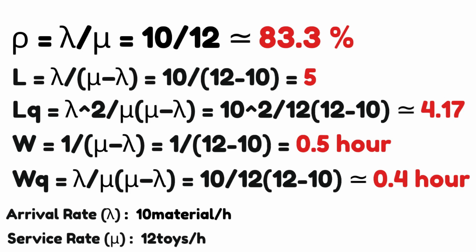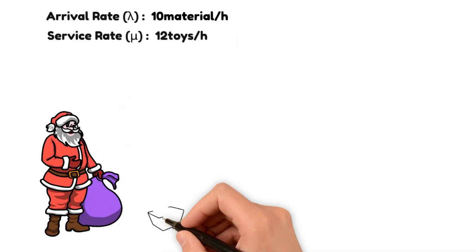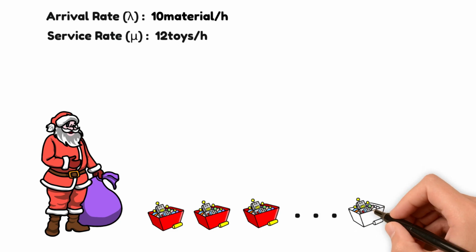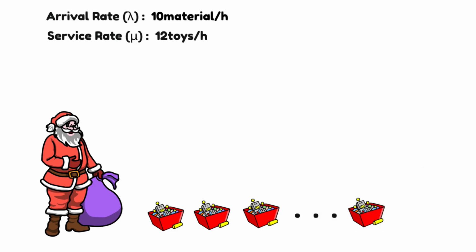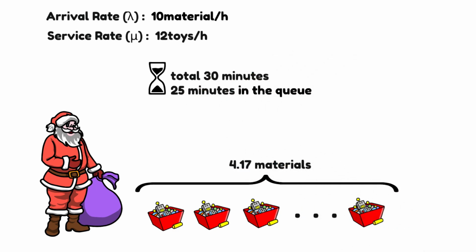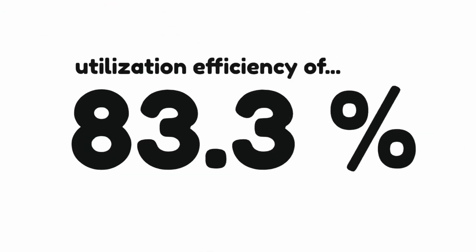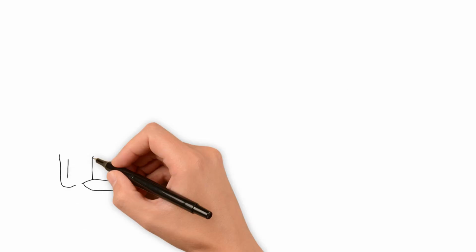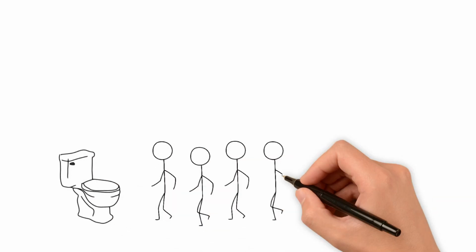This means that on average, 5 raw materials remain in Santa's factory at the same time, with approximately 4.17 items waiting in the queue. Each raw material spends an average total of 30 minutes, 0.5 hours, in the system, including an average of 25 minutes, 0.416 hours, waiting in the queue. The factory system operates at approximately 83% utilization.